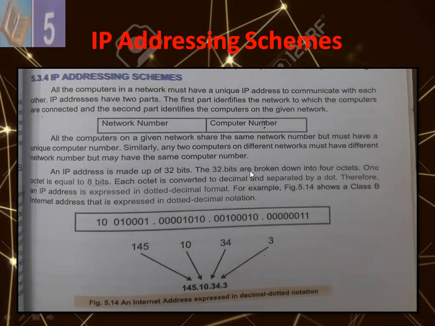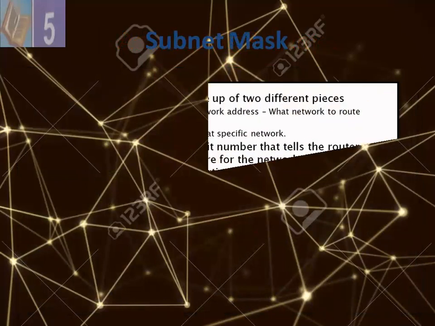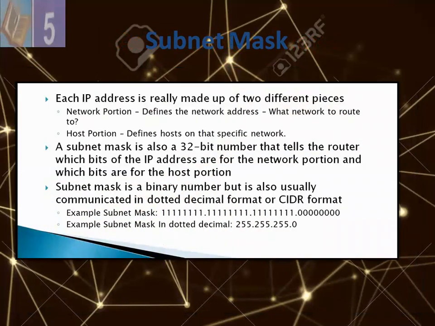It is a 32-bit address broken into 4 parts and separated by dots. This is the dotted decimal format. In the previous lecture, we also discussed the classes of IP addressing. We have 3 classes, class A, B and C addresses. And here we will continue with what a subnet mask is.